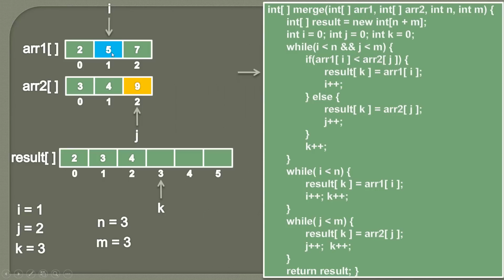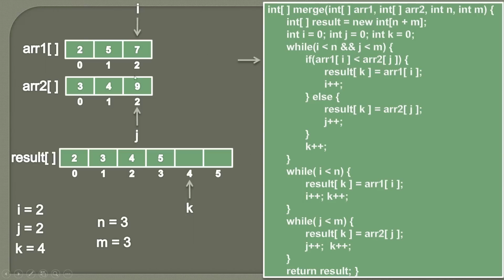So now it's time to put value 5 into the result array. And as we have used value 5, we'll increment i by 1. So i becomes 2. And as we have filled this position, we'll increment k by 1. So k becomes 4. So still this while loop condition comes out to be true because i is less than n and j is also less than m.